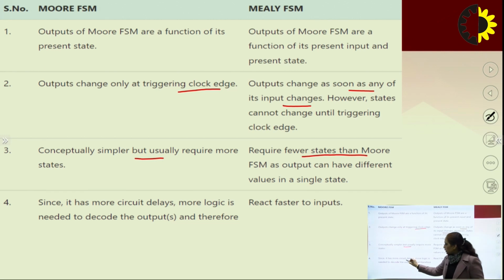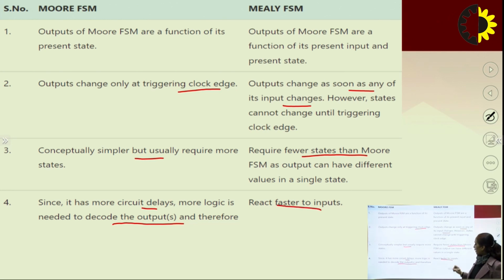Since it has more circuit delay, more logic is needed to reduce the decoder to decode the output, and therefore they are a bit slow. They react fast to the inputs.